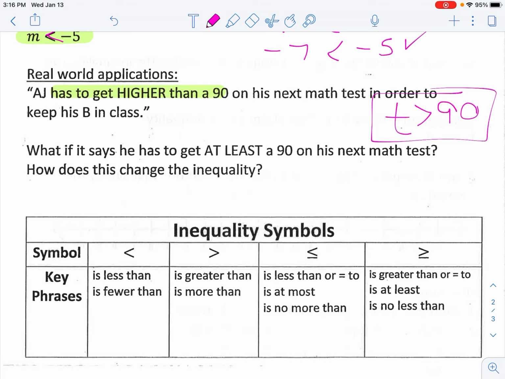What if we change the wording and it says he has to get at least a 90 on his test? He has to get at least a 90. His score could be greater than 90, or his score could be equal to 90. So that inequality would be T is greater than or equal to 90.